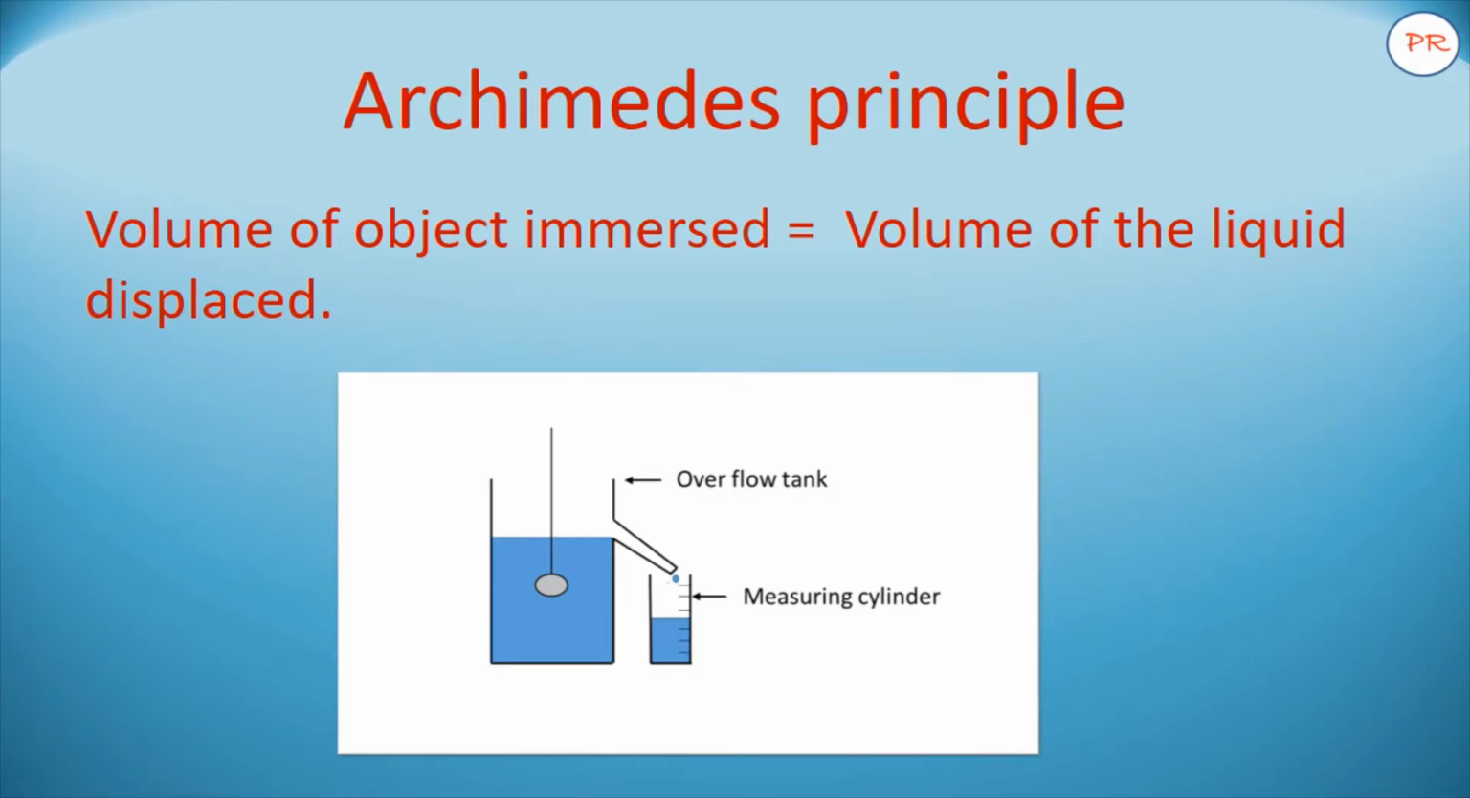For this purpose, a overflow tank and measuring cylinder is used. You can see a stone tied to a string is kept inside the overflow tank. Because of the stone, this liquid will come out through the nozzle and it will be collected inside the measuring cylinder. Now, volume of this liquid will be equal to volume of the stone. Let us see all these things experimentally.